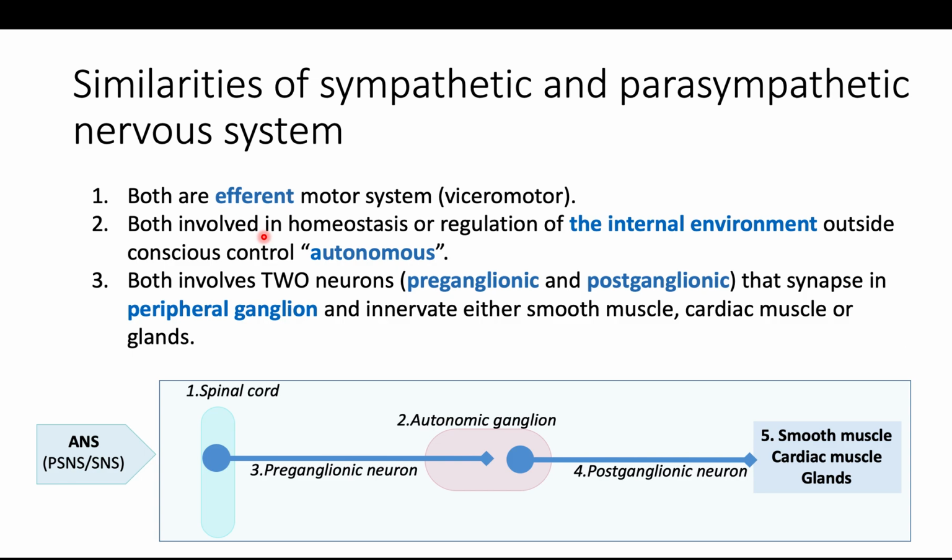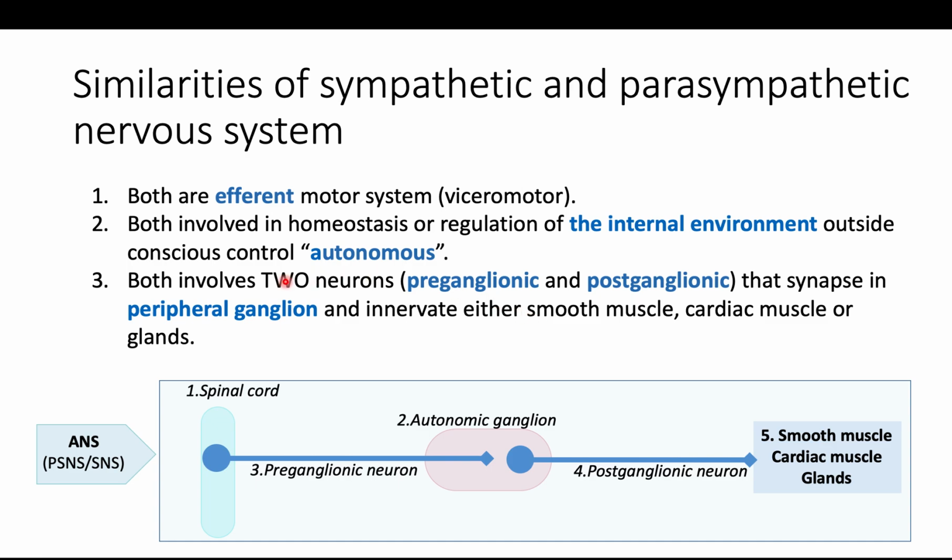Both are involved in the homeostasis or regulation of the internal environment, out of your control. Okay. And both the sympathetic and parasympathetic, under the autonomic nervous system, consist of two neurons, the pre and post, or sometimes you call it the first order neuron and the second order neuron, by which these two neurons communicate or relay or synapse at the region known as the ganglia. And later, it innervates the unconscious control or visceral target organ.